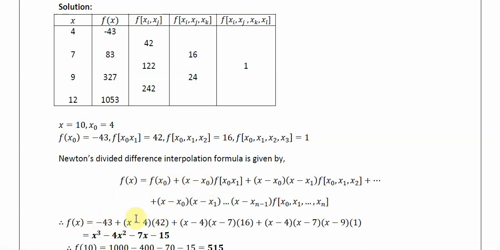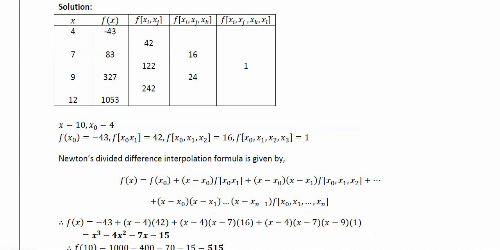Then x minus x0 becomes x minus 4 into the divided difference x0 x1, which is 42, plus x minus x0 into x minus x1 into the next divided difference I should be taking, 16, plus x minus x0, x minus x1, x minus x2 into the next divided difference I should be taking, which is 1. Therefore simplify all this. I've got this answer.